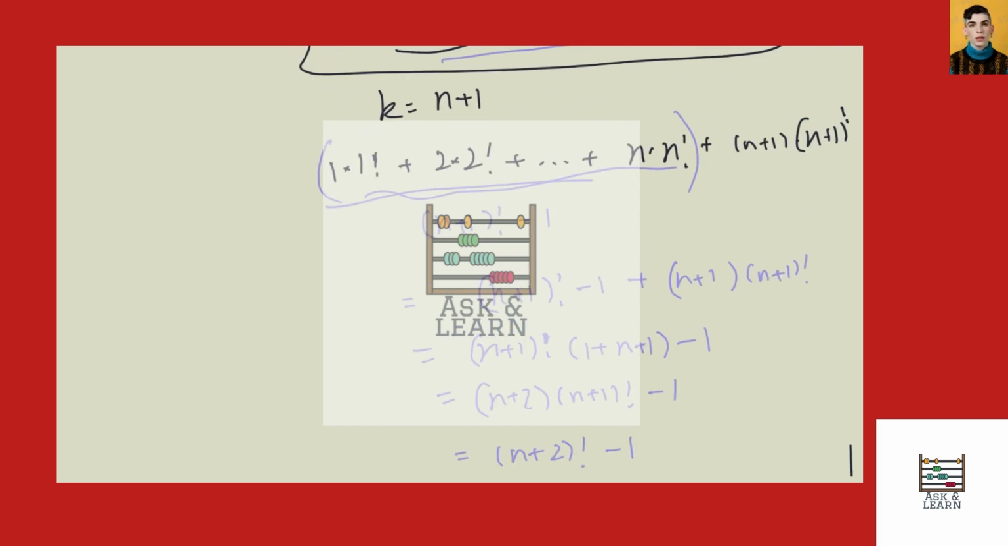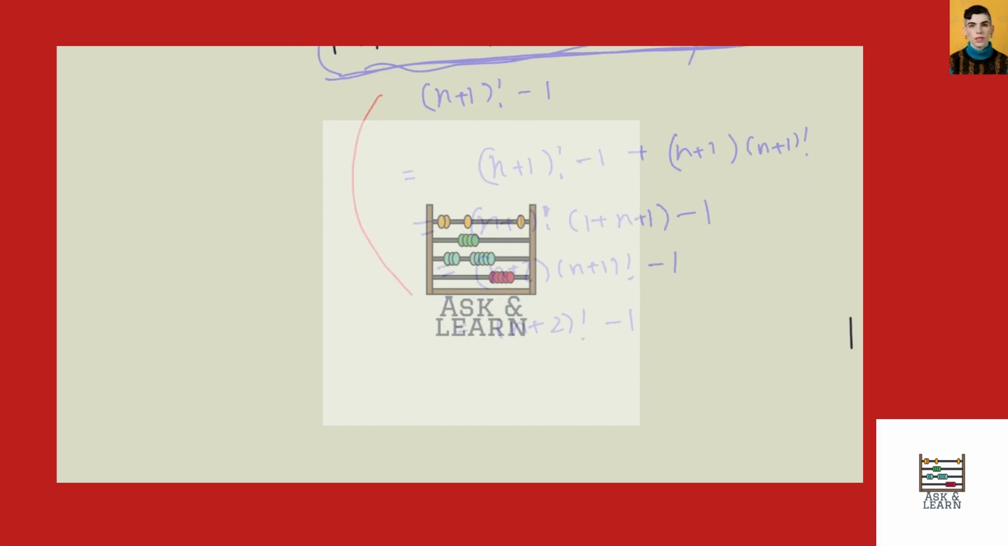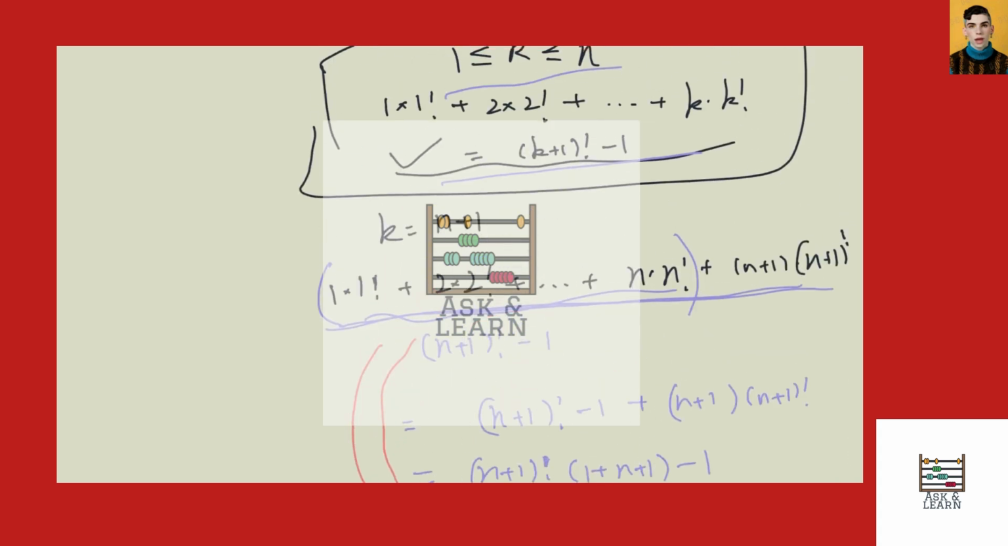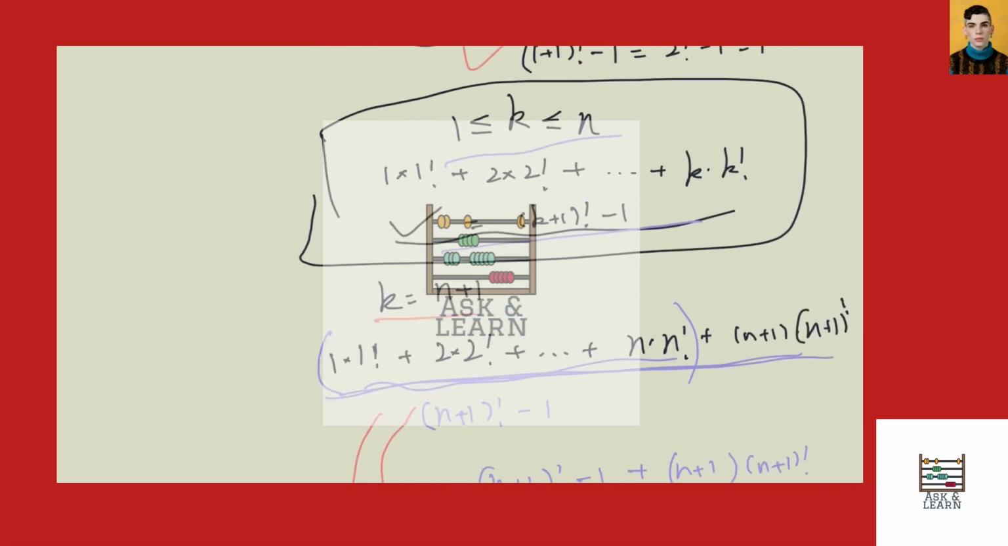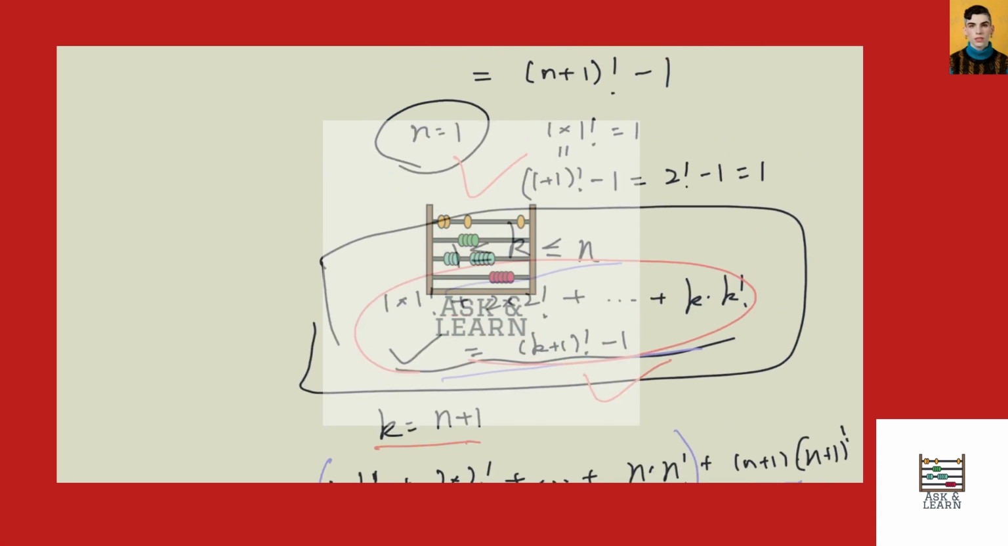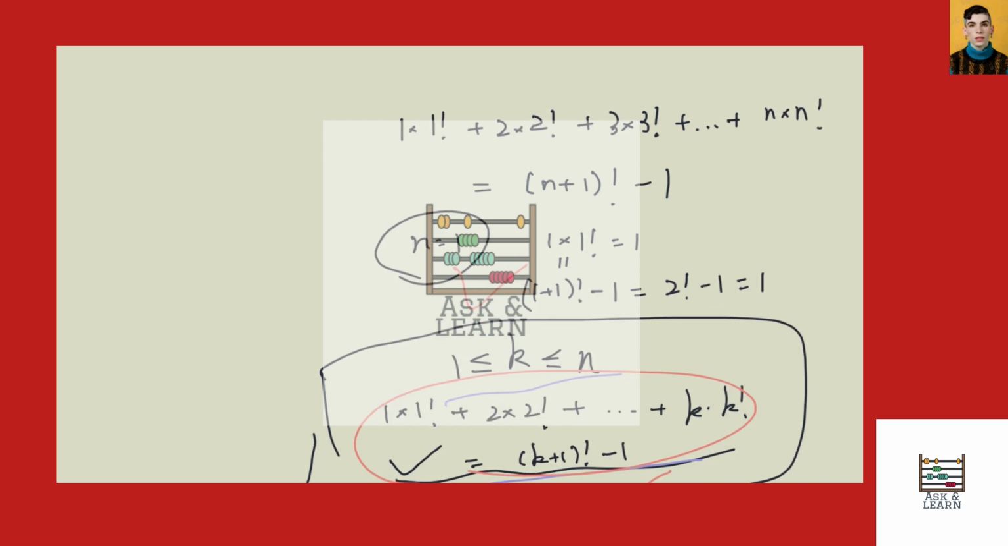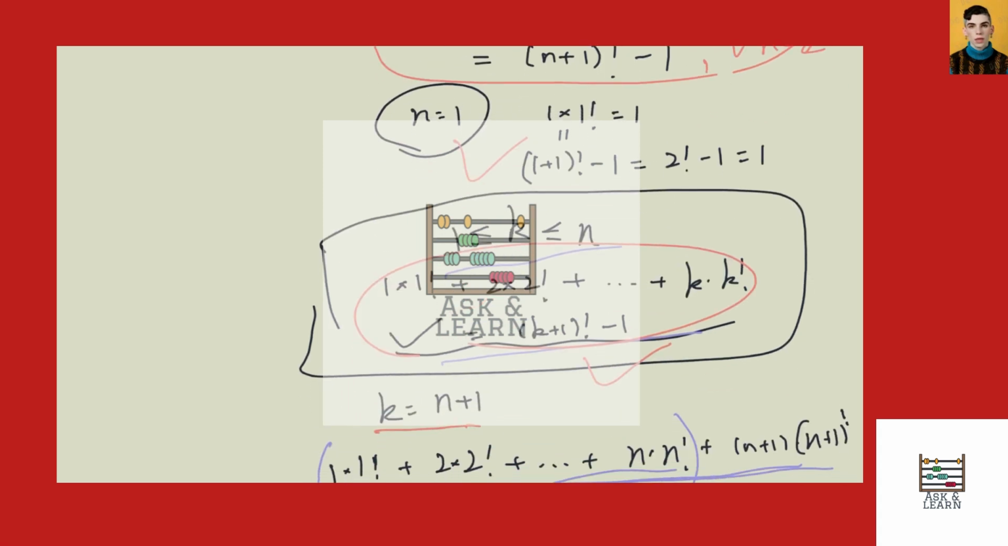So by the inductive hypothesis, we have proved this is equal to the result in the last line. That means for k equal to n plus 1, we still have this identity. That means this identity is true for any positive integer n by mathematical induction.